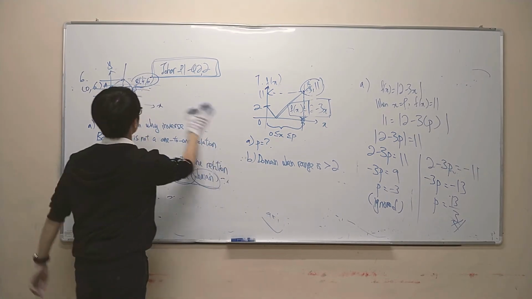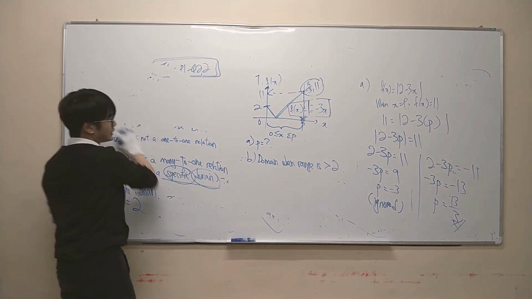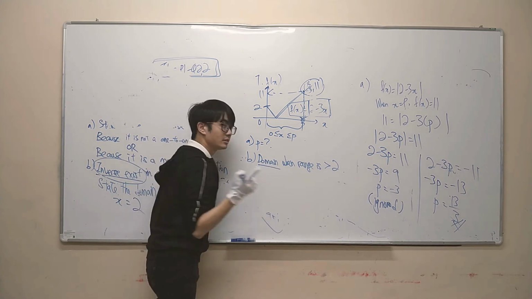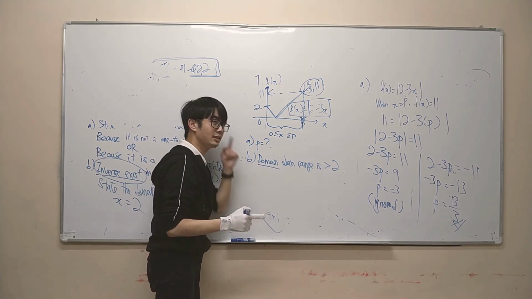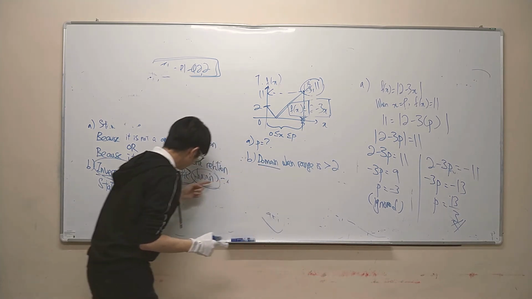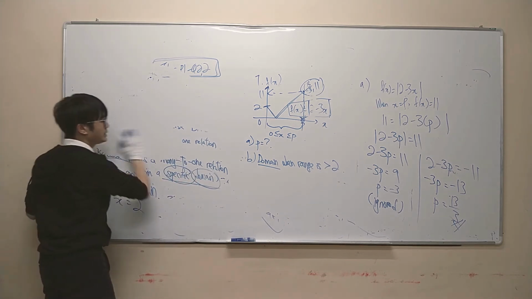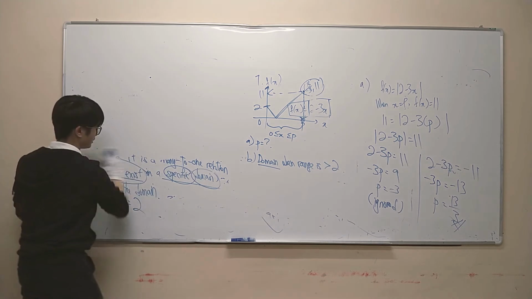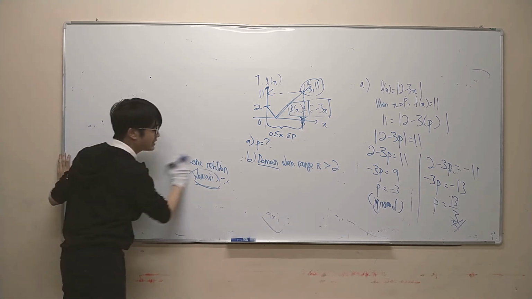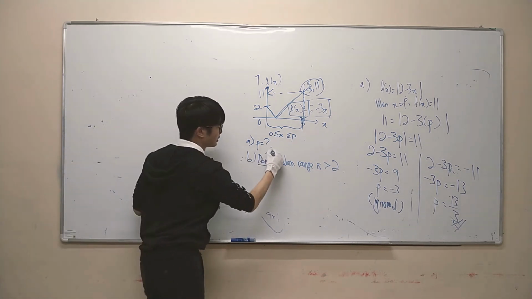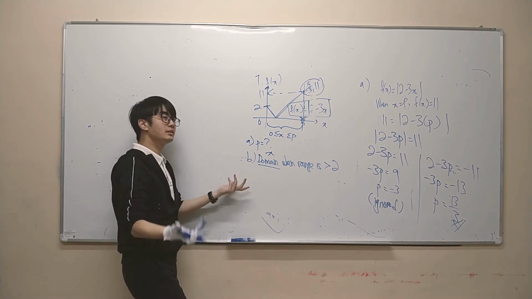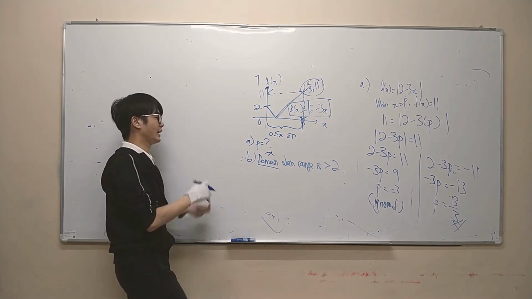Okay, let's do b here. What do they want to find? Domain. This word is familiar, right? You saw this word. And what did I say domain means? What's domain? Domain means x. If codomain, the y exists. If domain, the x exists.